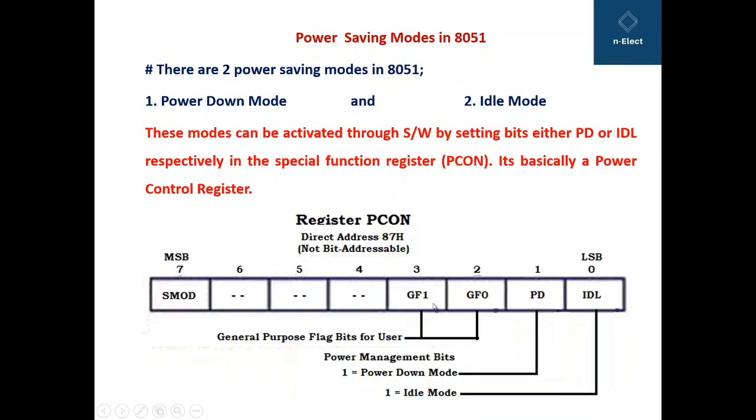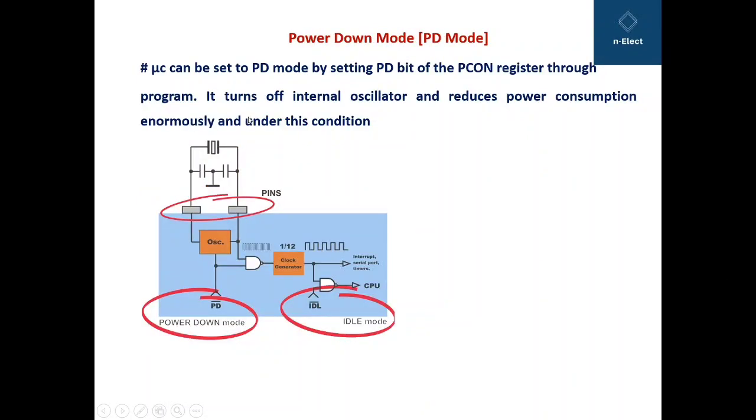GF1 and GF0, these are the bit positions 2 and 3, and these are actually the general purpose flag bits for users, while SMOD, the serial mode that we are going to see afterwards, and bits 6, 5 and 4 are unused positions in the PCON register. So first we will see the power down mode, that is PD mode.